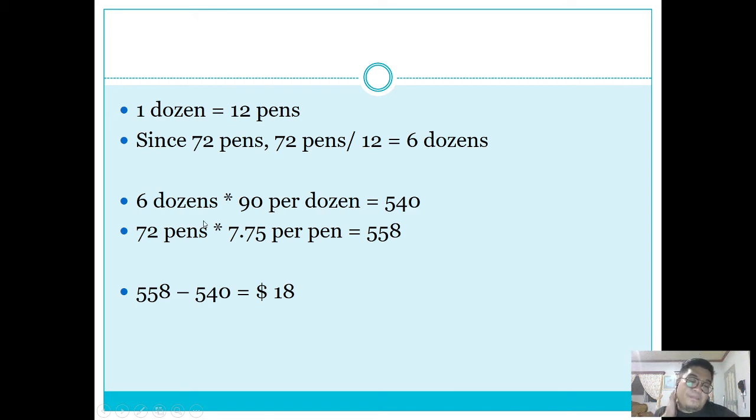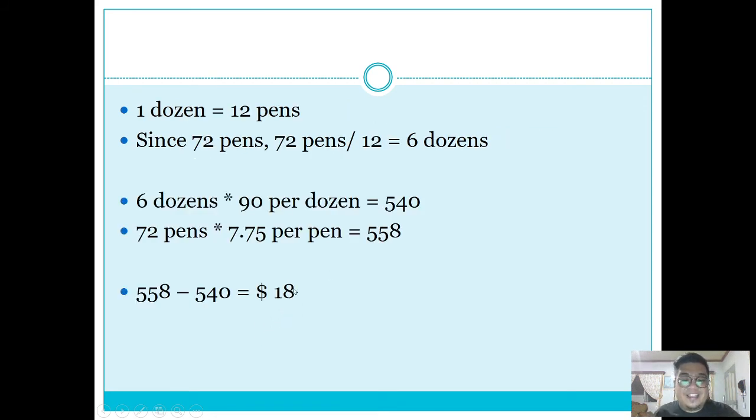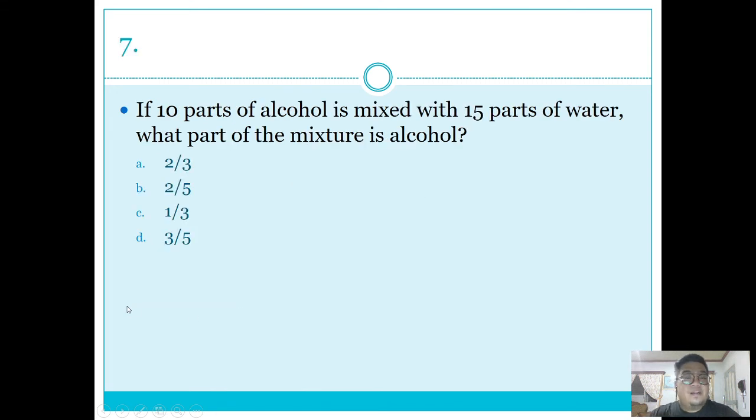Ngayon, kung per piece ang babayaran ninyo, 72 pens multiplied by 7.75 per pen, that is 558. Ngayon, gagawin natin, sasubtract natin kasi ang tanong, how much money can be saved? Ilan ba yung matitipid? So, ang matitipid natin is $18 pag sinubtract natin yun. Okay? Next number.